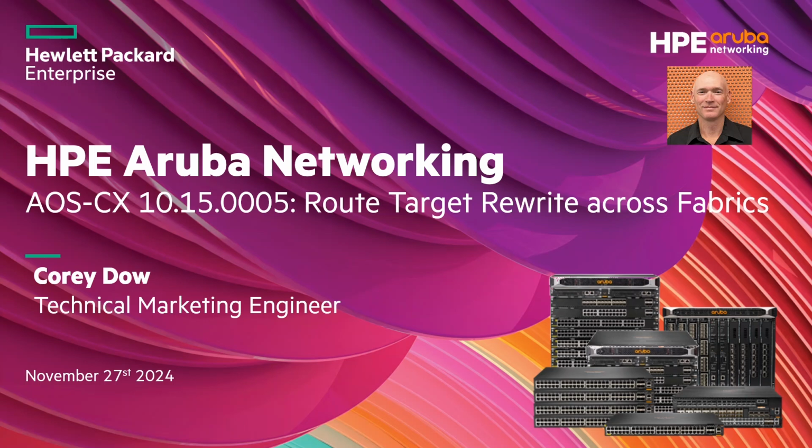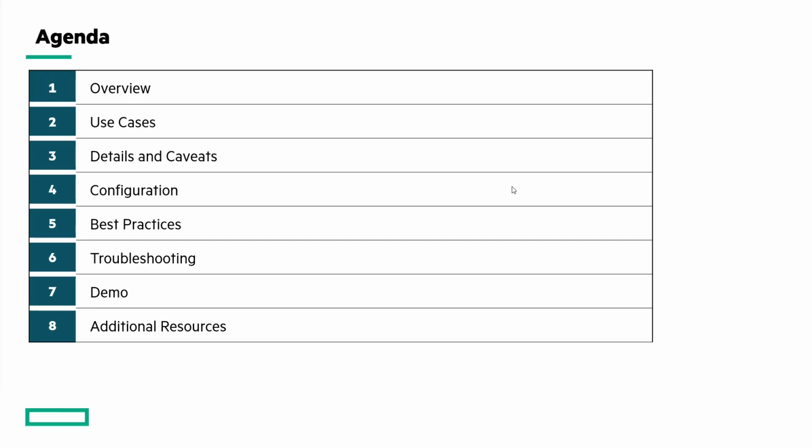We'll be covering a feature introduced in AOS-CX 10.15.0005 called Route Target Rewrite Across Fabrics. So we have our typical agenda layout for these training sessions. We'll cover the benefits of using the feature, how it's configured, best practices in troubleshooting, followed by a feature demonstration. I've also included the sample configurations and additional resources to help with deploying the feature into production, and let's get right to it.